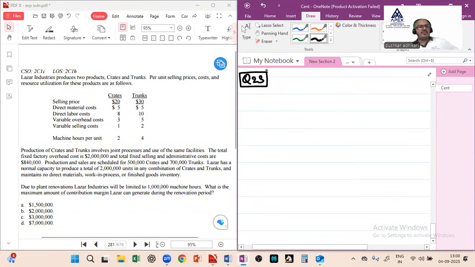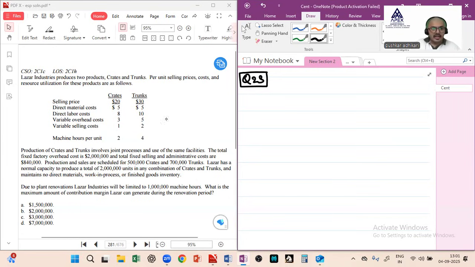Lazar Industry produces two products, crates and trunks. The per unit selling prices, costs, and resource utilizations for these products are given as follows. The selling price and various variable costs are given to you. I am interested in the machine hours per unit, which are 2 and 4 respectively. The production of crates and trunks involve a joint process and they use the same facilities. The total fixed factory overhead cost is 20 lakhs or 2 million and the total fixed administrative overhead cost is 840,000. Fair enough. We are scheduled for 500,000 crates and 700,000 trunks.